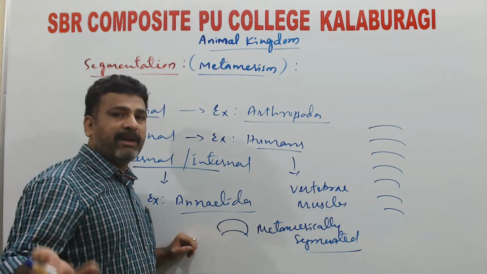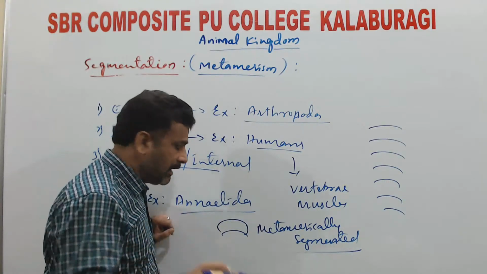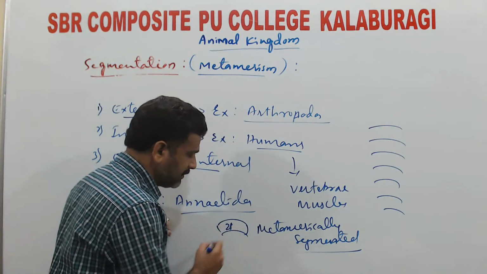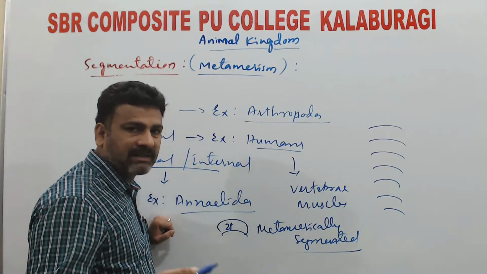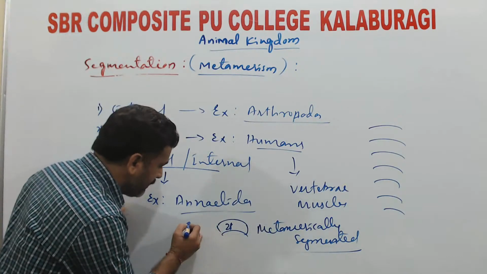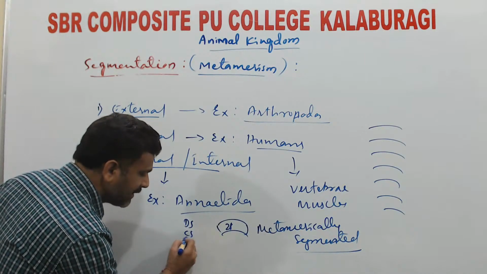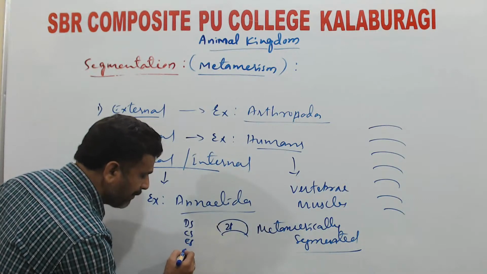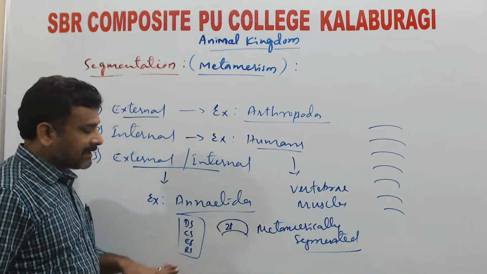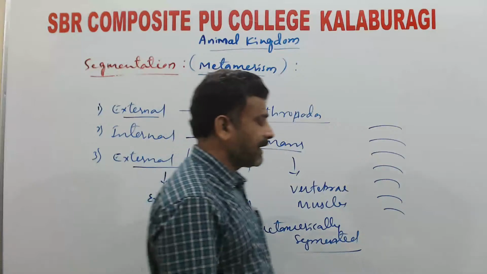If you observe each and every part of the body, every segment, whether it is segment number 1, or 28, or 4, or 6, or 10, any segment possesses not only a part of the digestive system, but also a part of the circulatory system, a part of the excretory system, and a part of the respiratory system. All these systems are present in a particular segment. That's why it is called metamerically segmented.